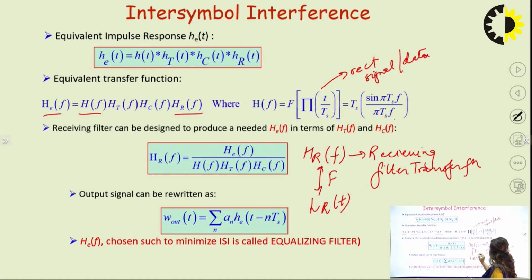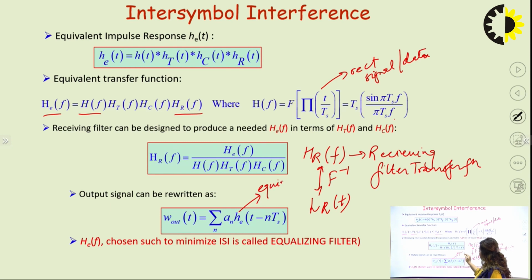Okay. So after taking the Fourier transform or the Fourier inverse, we can get this transfer function. So H_RF is equivalent to H_E(f) upon H_T(f) multiplied by S_C(f). So the output signal can be written like this, that is w_out(t) is equivalent to the summation over n of a_n h_E(t minus nT_s). So this is your equivalent impulse response.